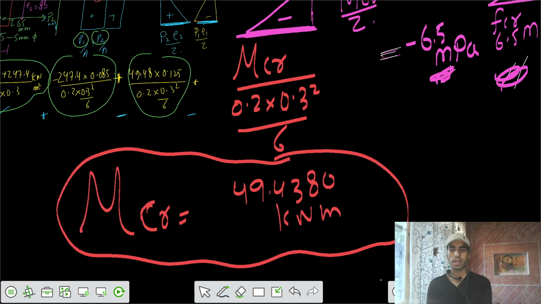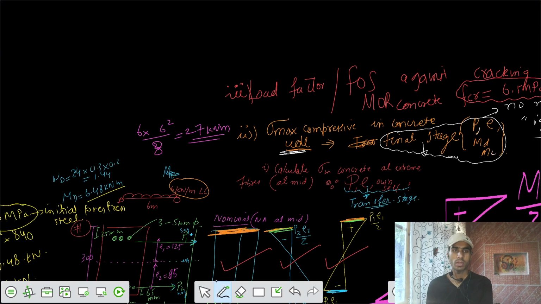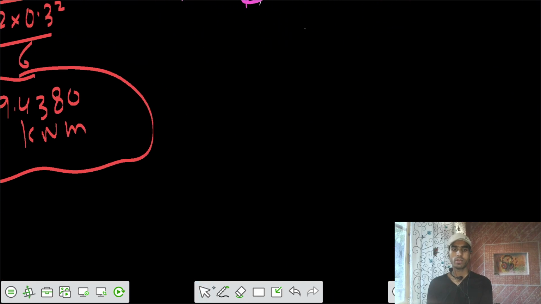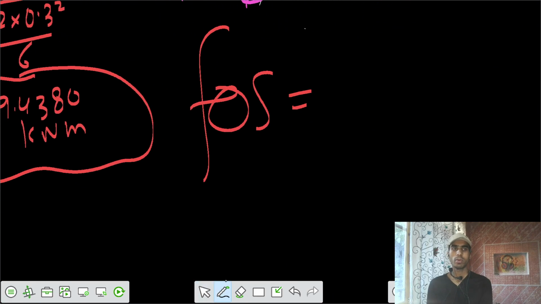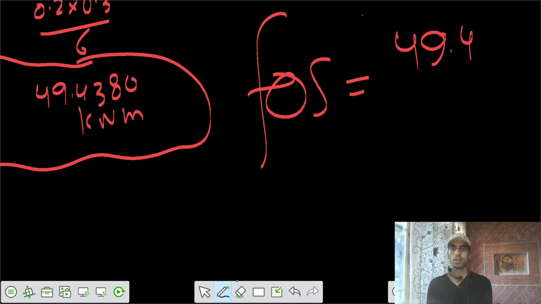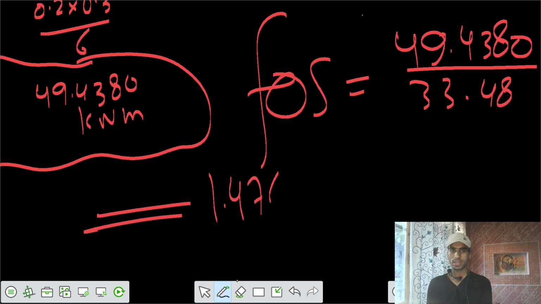Now, what were the actual moments we had because of the dead load and live load? Dead load and live load contributed 27 plus 6.48, that is 33.48. So the factor of safety would be 49.4380 divided by 33.48. So the factor of safety is equal to 1.476 against the cracking of concrete.